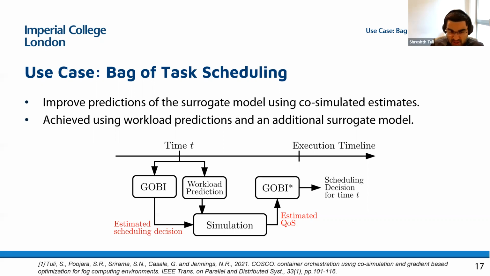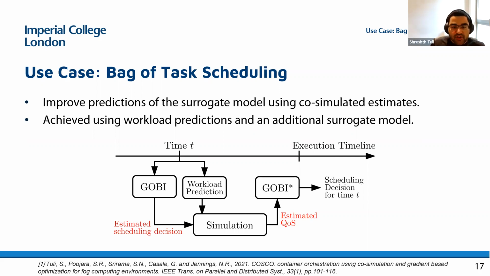And as Giuliano described previously, we use a simulator or co-simulated traces to give as feedback to this neural network that we call Gobi star, and use that to generate more accurate QoS estimates of the environment. So in this extended idea that we call Gobi star, at any instance, say T, we run the Gobi approach to get an estimate of what could be a reasonable scheduling decision. This becomes our candidate scheduling decision choice.